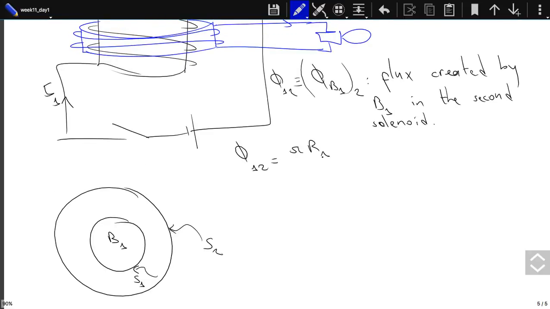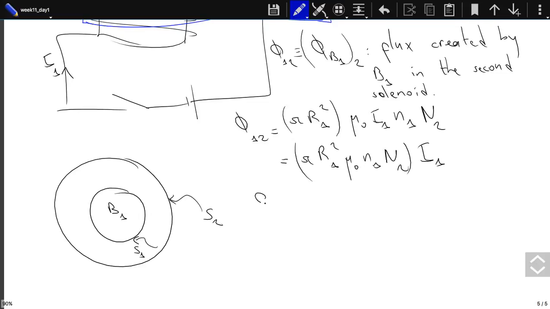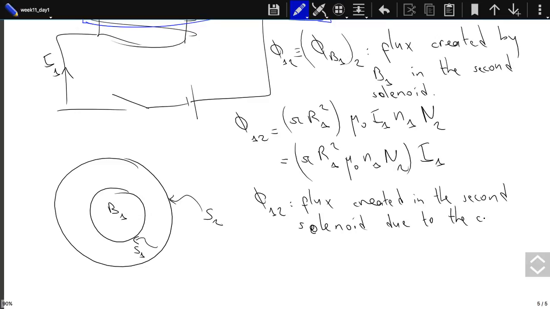Which is nothing but pi R1 squared. It is R1 squared because the magnetic field is non-zero only inside the first solenoid. Times B1, which is mu 0, I1, N1. This is equal to times N2. N2 is the number of turns. So pi R1 squared mu 0 N1 N2 times I1. Now this Phys110 is the flux created in the second solenoid due to the current in the first solenoid.